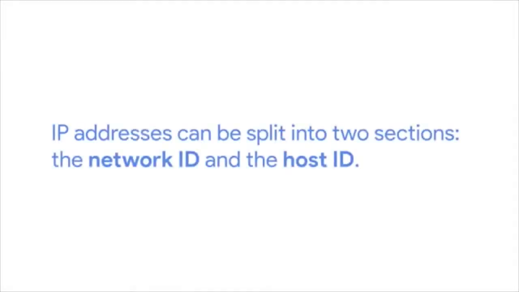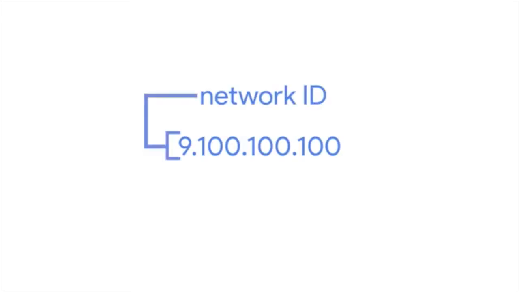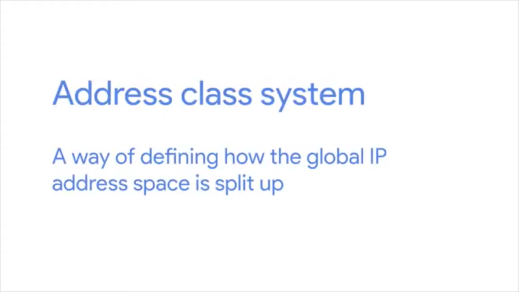IP addresses can be split into two sections, the network ID and the host ID. Earlier, we mentioned that IBM owns all IP addresses that have a 9 as the value of the first octet in an IP address. If we take an example IP address of 9.100.100.100, the network ID would be the first octet, and the host ID would be the second, third, and fourth octets. The address class system is a way of defining how the global IP address space is split up.